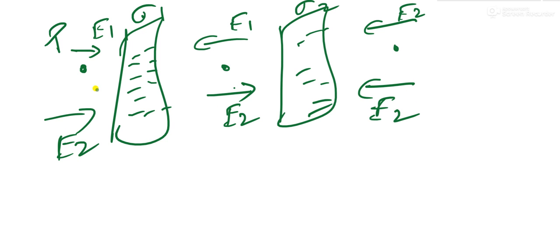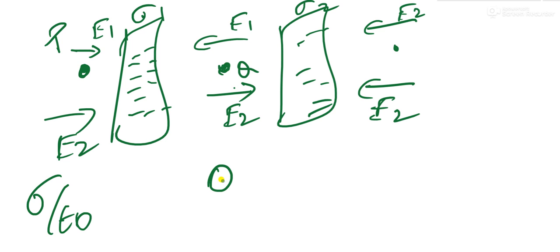See, at the point P, both are in the same direction, we will get sigma divided by epsilon naught. At the point Q, both are in opposite directions, we will get 0. At the point R, both are in the same direction, sigma divided by epsilon naught.